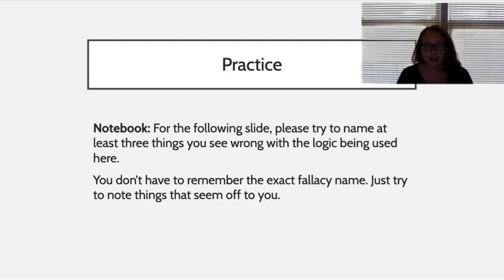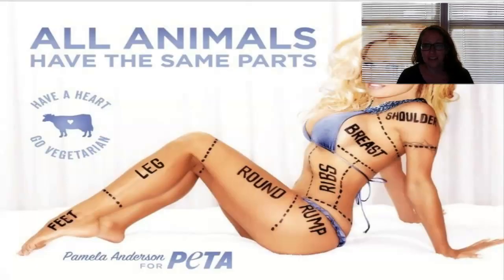So here's the practice you're going to do in your notebook. I'm going to show you an ad that is just chock full of all kinds of terrible things. And I want you to try to name at least 3 things that you see wrong with the logic being used here. So you don't have to name the exact fallacy, but try to notice 3 things that are wrong here. If you don't know Pamela Anderson, the only thing that you need to know about her really is that she is a celebrity, a little bit past her prime, but she used to be on Baywatch, and the important thing about Pamela Anderson is that this is what she looks like.